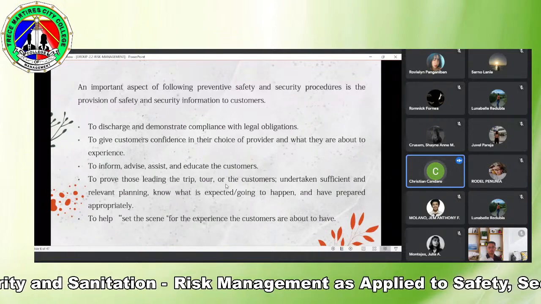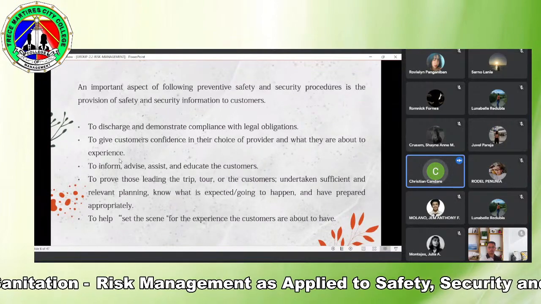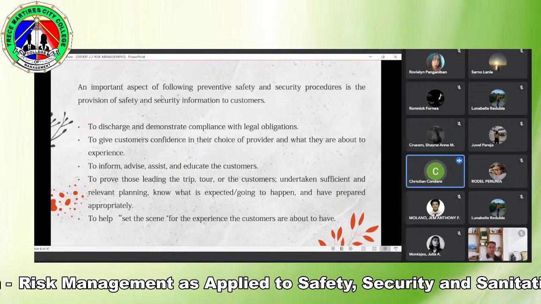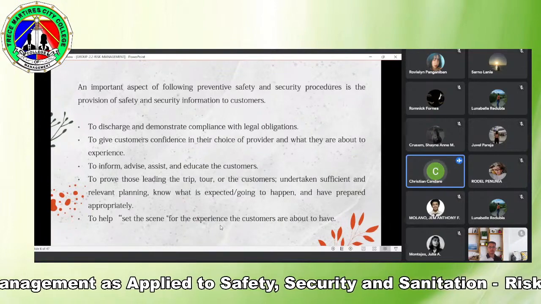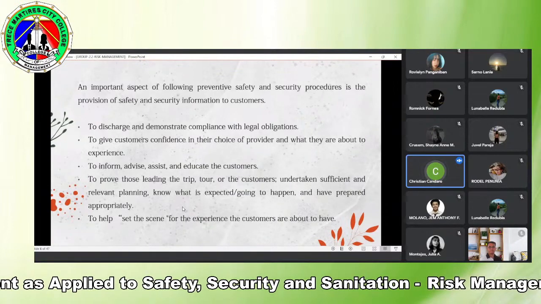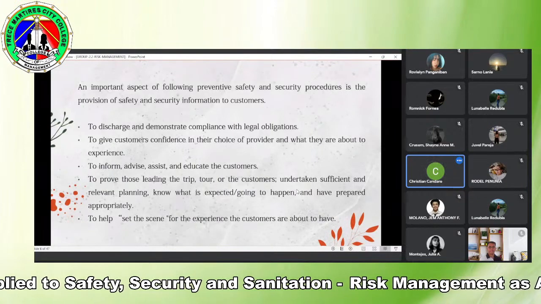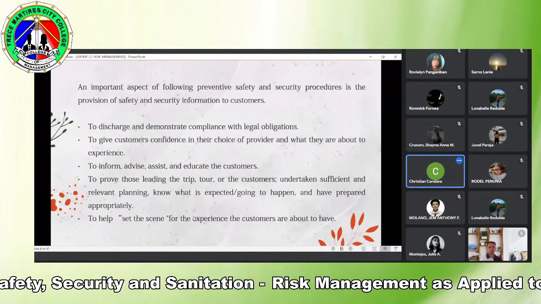Next, to prove those leading the trip, tour, or the customers undertook sufficient and relevant planning, know what is expected or going to happen, and have prepared appropriately.